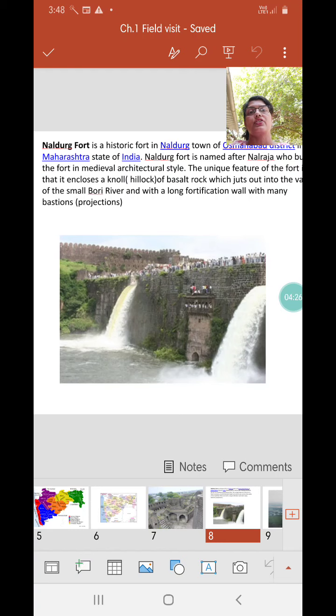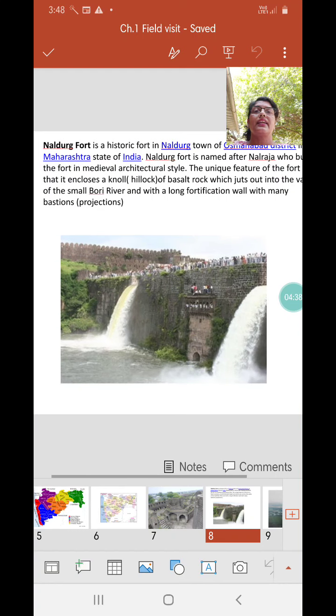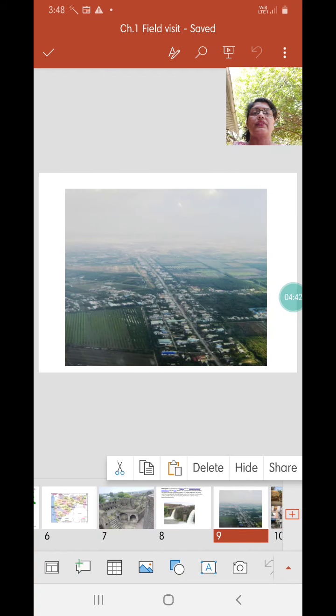As you know, Maharashtra comprises a part of the Deccan Plateau, which is made up of basalt rock. And it juts out into the valley of a small river, which you can see here. This is called the Bori River. So that's the history of this place.